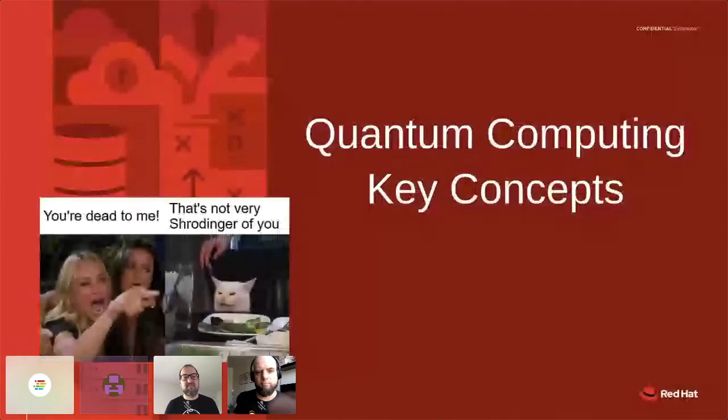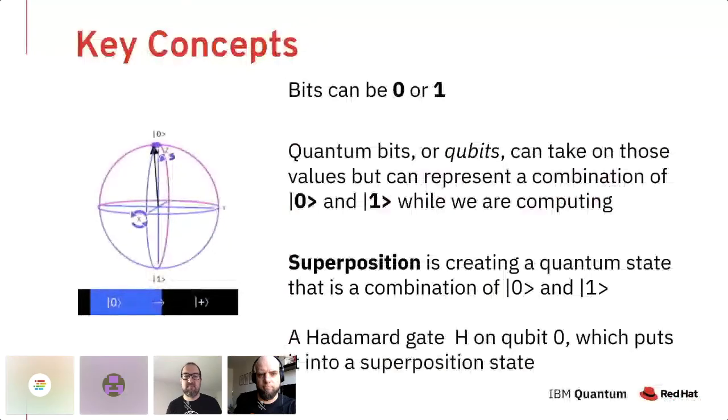Now, we have some key concepts that you come across whenever you are in a quantum computing group or community. Classical computers are represented by bits that can take value 0 or 1. Quantum bits, or qubits, can take on those values, but can also represent a combination of the 0 or 1 state while you're computing. If you think of the 0 state as the north pole of a sphere and the 1 state as the south pole, one of the states can be the equatorial position, where the qubit has the 0 state or the 1 state with equal probability. Superposition is creating a quantum state that is a combination of both the 0 and 1 state.